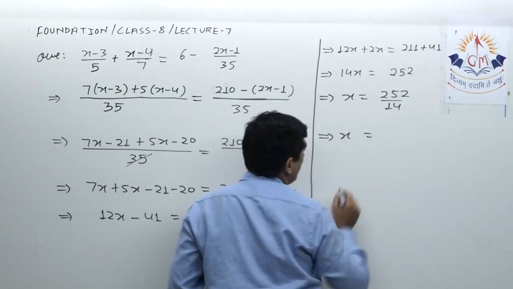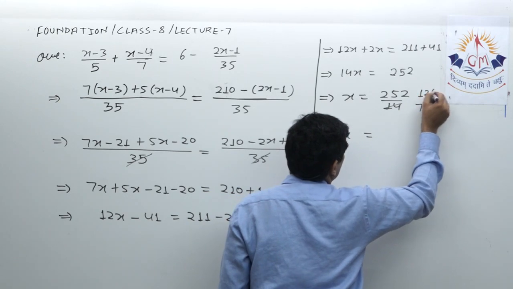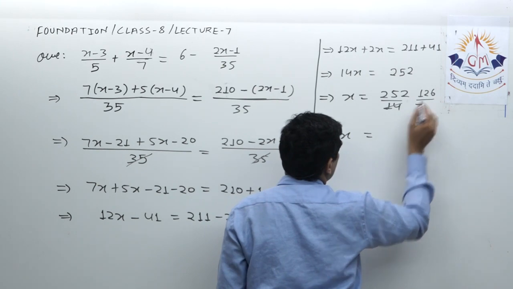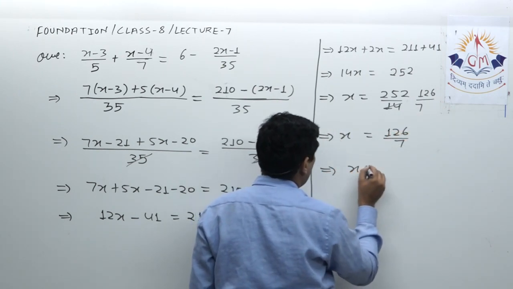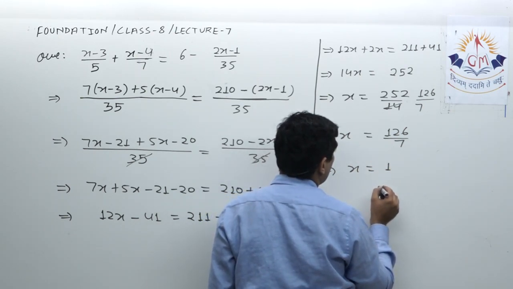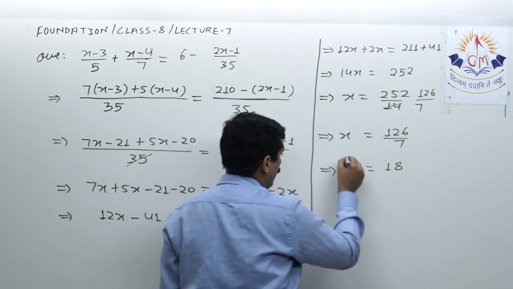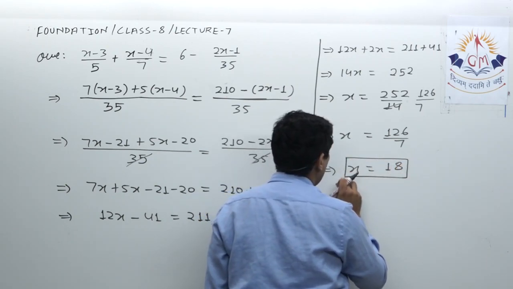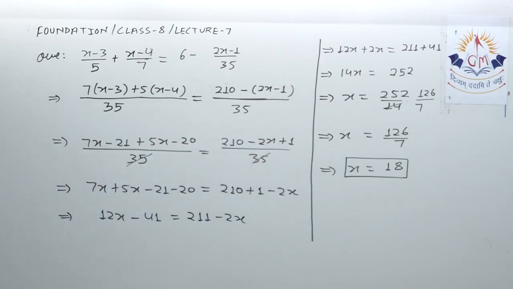So we can cancel it by 2. Now it should be divisible by 7. So it is 126 upon 7. Therefore x is equal to 18. So this is my final answer. So please note it down, then we'll see the next question.